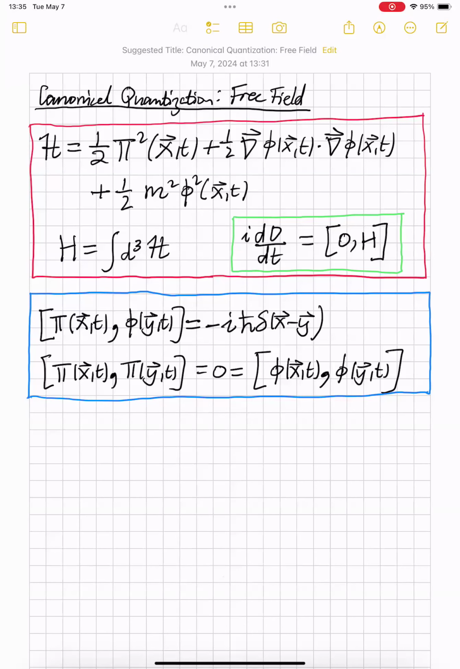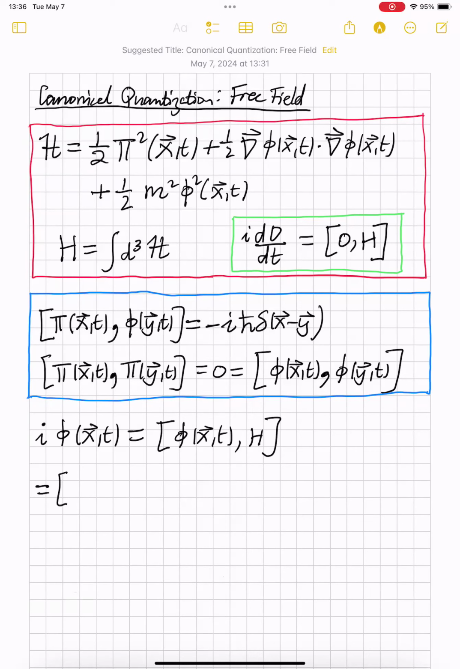So this is the theory that we've obtained by canonical quantization. And what we'd like to do now is work out the equations of motion for this theory. The way to work out the equations of motion is by using this boxed equation in green, the Heisenberg equation of motion. So let's start off with i phi dot of x and t. And this will be given by the commutator of phi of x and t with the Hamiltonian.